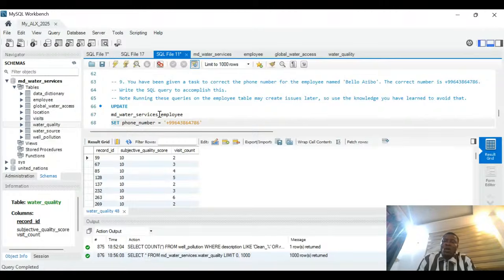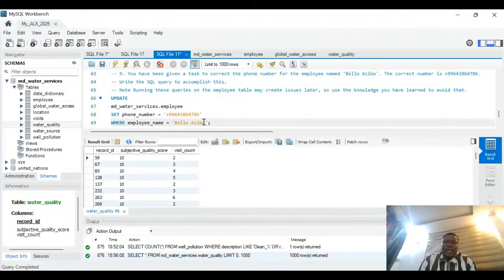So when there is a record already and you want to correct something from the database that you have, you are actually going to update, maybe removing something there, or maybe replacing something with another. So that is what we are going to do. We have update the MD water services employee. So we are looking for the employee table, set phone number equal so and so, and then where, what's the condition, the employee name is equal to Bello Asibo.